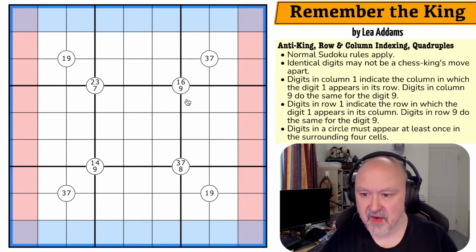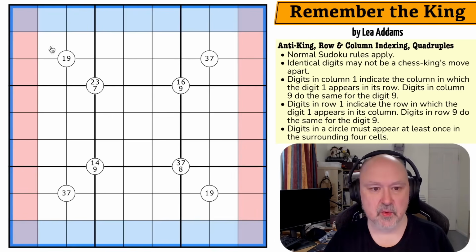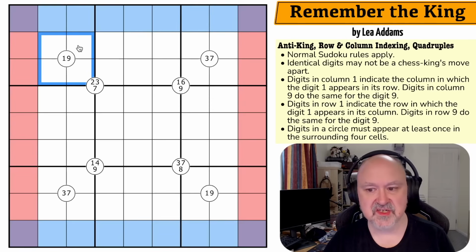The last rule we have is the quadruples constraint, which is digits in a circle must appear at least once in the 4 surrounding cells.